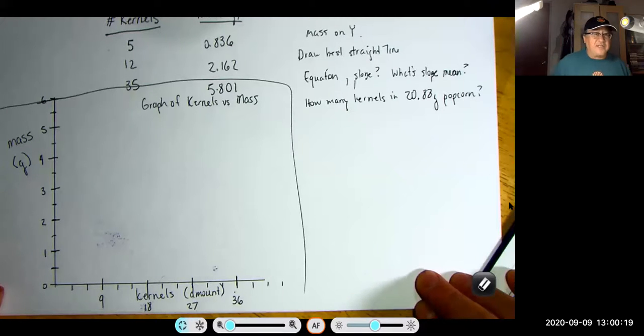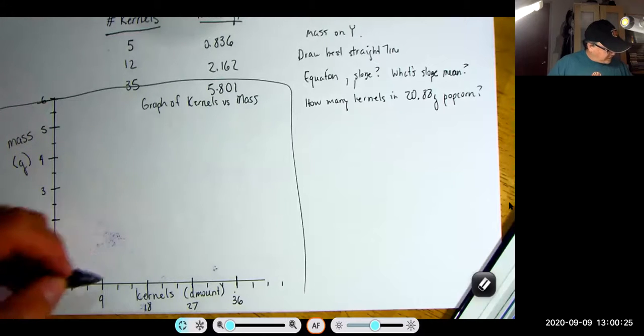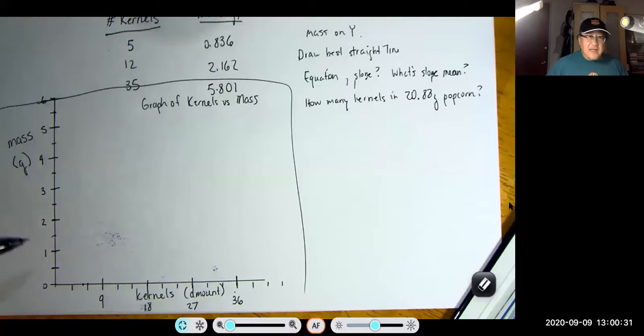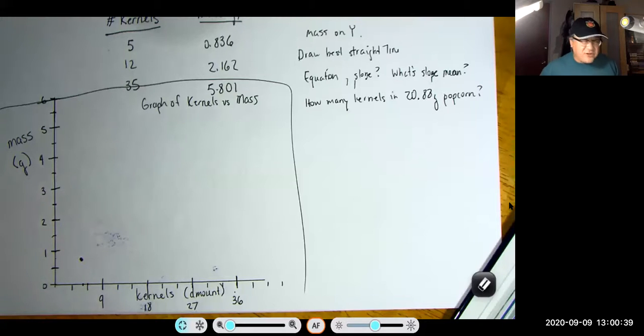Okay, so now we plot these data points. We've got 5 kernels. So if this is 9, this is 6, and 5 is somewhere right in here. And for 5 kernels, I've got a mass of 0.836, so roughly there. Okay, this would be a lot easier if I had real graph paper, so I am kind of fudging it a little bit. All right.